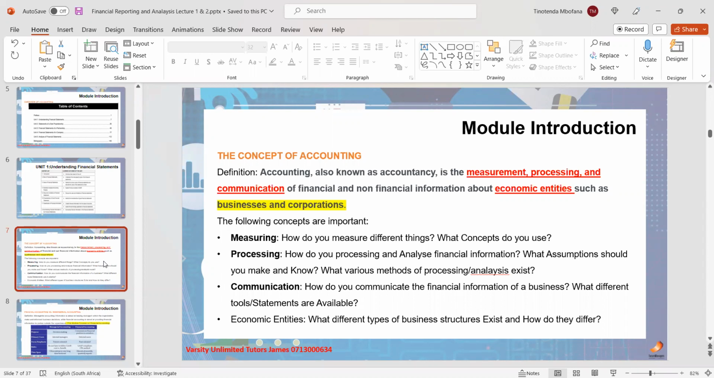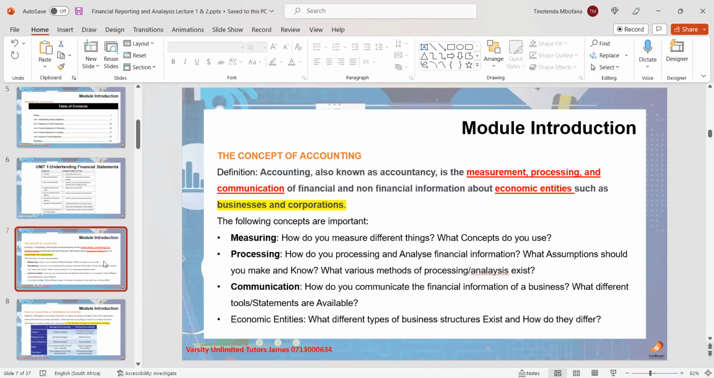So a person who comes in and measures what the sales are, what the profit is, what the balance in the bank account is, and then processes that information and then communicates that information, whether it's communicating it to the managers or to the employees or to the owners of the business.